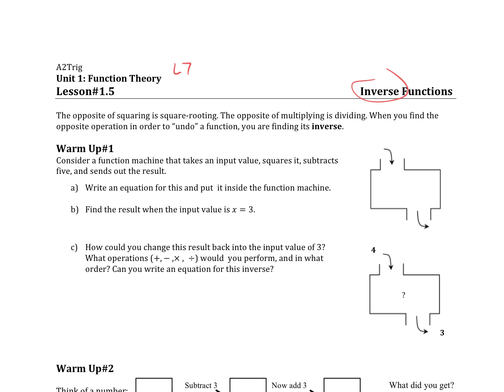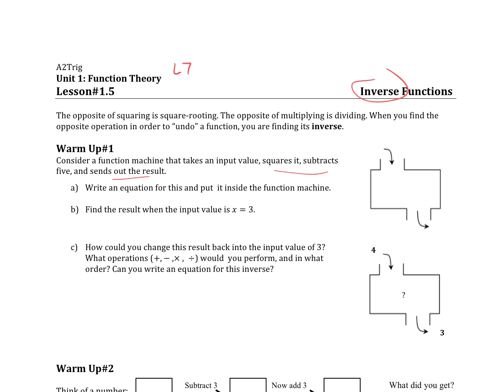So, for example, we're talking about a function that takes an input and then spits out an output, and then we take that output, put it back into some other function, and it comes out, and it turns out to be the same thing we started with. So basically the second function undoes the first function. The example that they have is kind of rudimentary. Input value squares it, subtracts 5, and sends out the result.